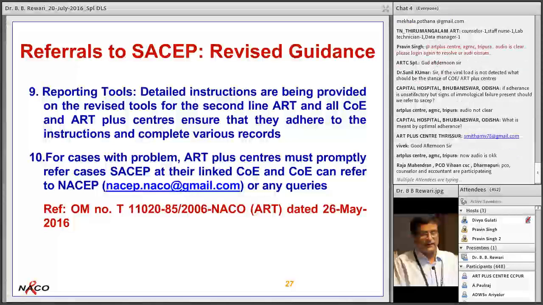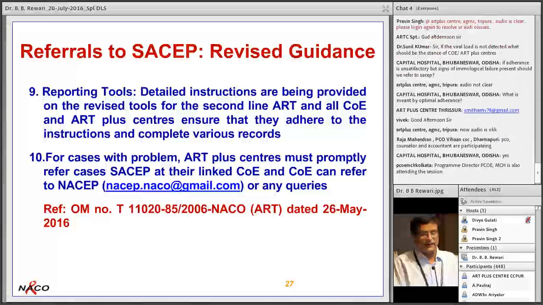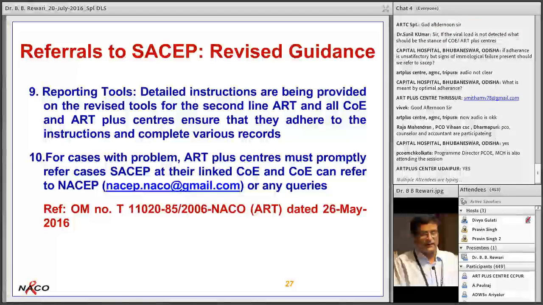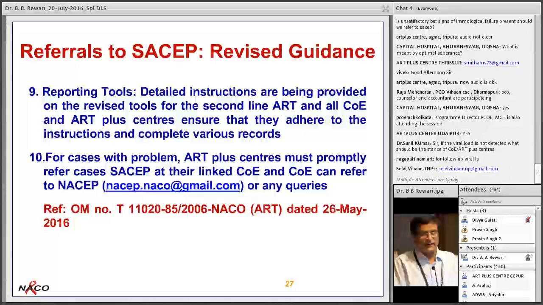So 95% is optimal. Sometimes 1 or 2 in the last 6 months, you have to look at the last 6 months. 1 or 2 are less than 93% for some reason, 90%, 91%, still SACEP should... if viral load is not detected, there is a question what should be the stand of COE ART plus center. I think the guidelines are clear.